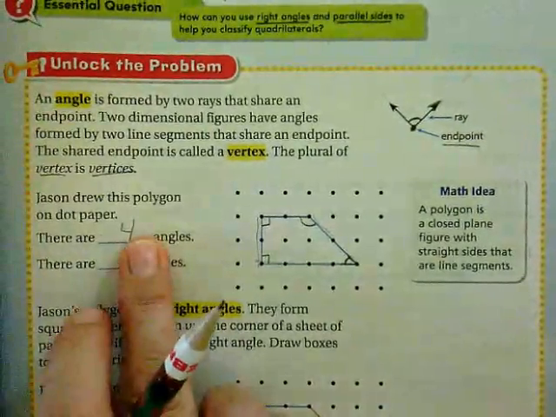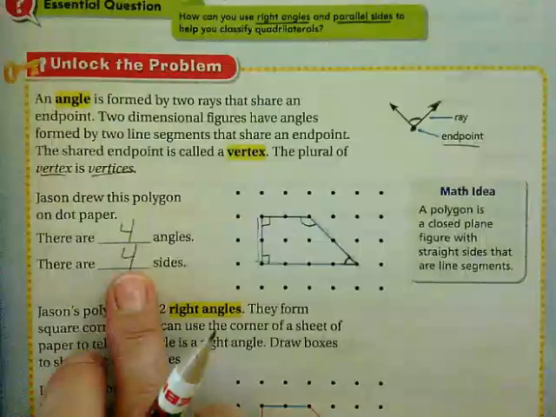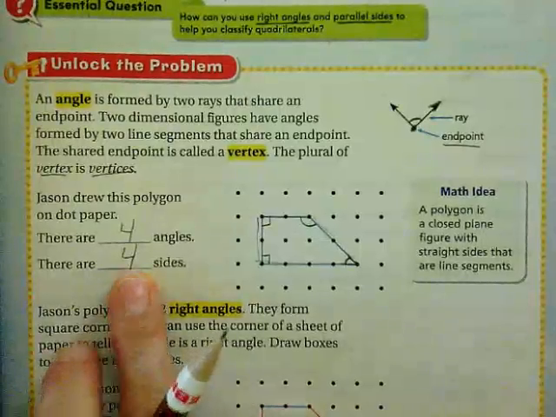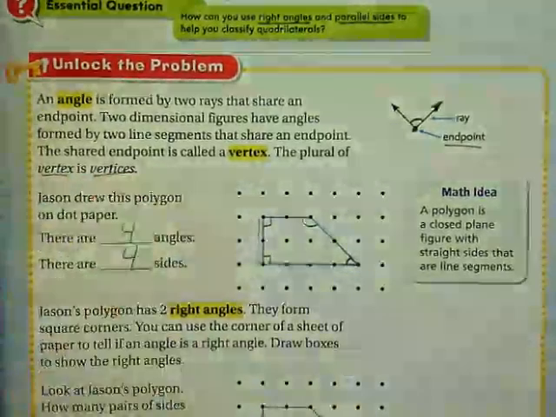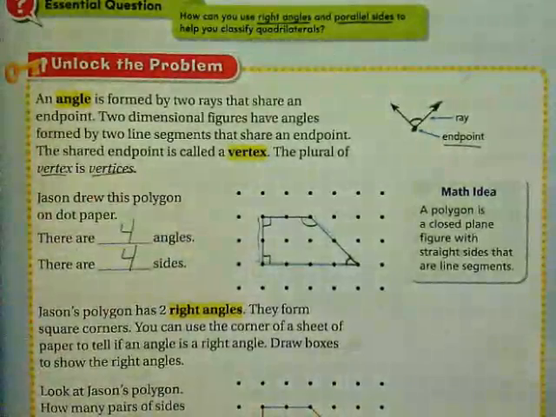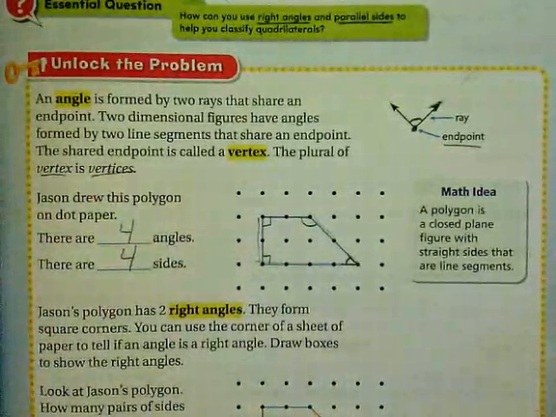How many angles does it have? What kind of angles does it have? How many sides are there? How many vertices are there? Those are all ways to classify shapes. Let's look at another one.